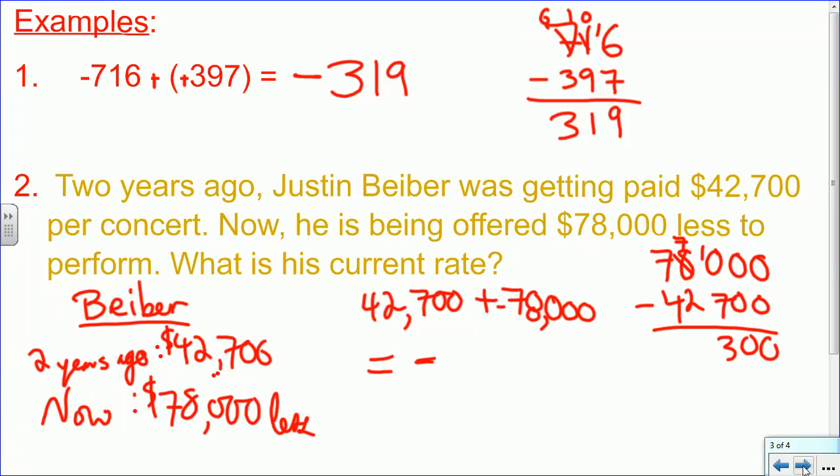7 from 10 is 3. 2 from 7 is 5. And we said our answer is negative, so it's a negative $35,300. That's his rate.